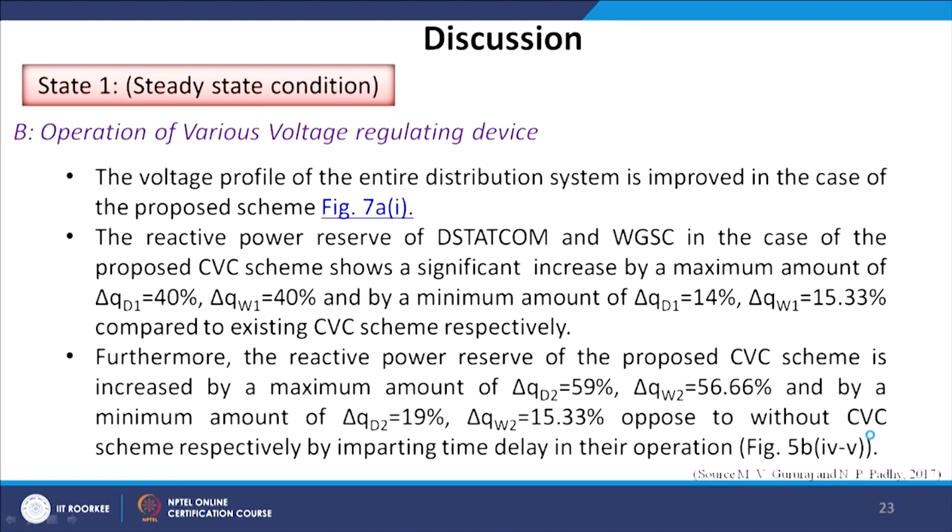Furthermore, the reactive power reserve of the proposed CBC scheme is increased by a maximum amount of 59% and 56% by both D-STATCOM as well as wind generator, and by a minimum amount of 19% and 15.33% respectively, as opposed to without CBC scheme, respectively, by imparting time delay in their operation.